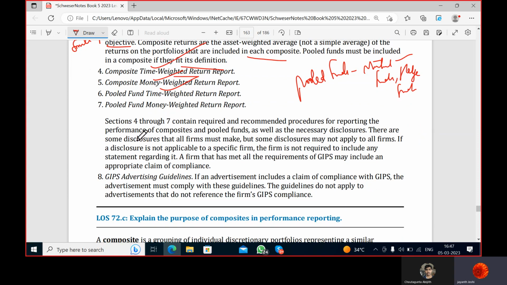Sections 4 through 7 contain required and recommended procedures for reporting the performance of composites and pooled funds, as well as necessary disclosures. So a mutual fund can take any stock or anything, but composite means something specific. There are some disclosures that all firms must make, but some disclosures may not apply to all firms. If a disclosure is not applicable to a specific fund, the firm is not required to include any statement regarding it. So this is regarding disclosures.